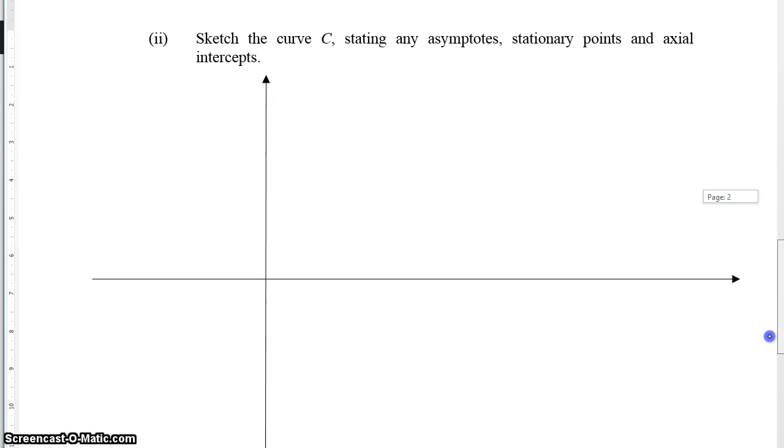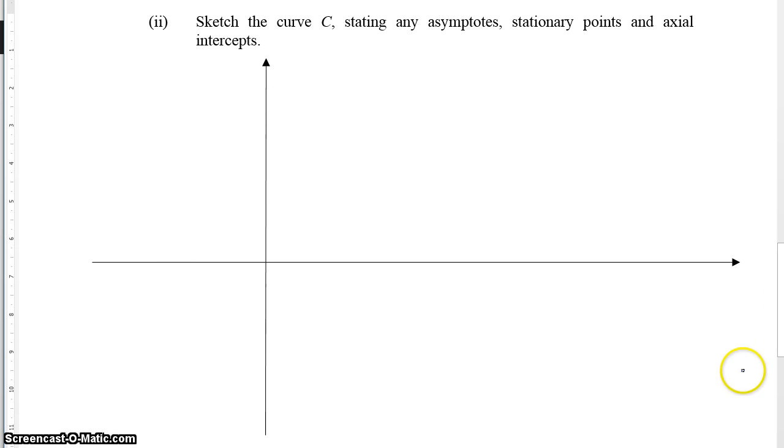Sketch C, stating any asymptotes, stationary points, and axial intercepts. So again, we're still taking k to be 2, so my equation is still y = x + 2 + 4/(x - 2). To do the easy stuff first, put on the x and y axes.